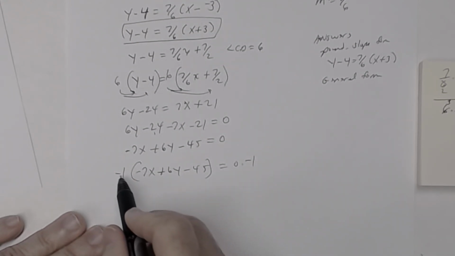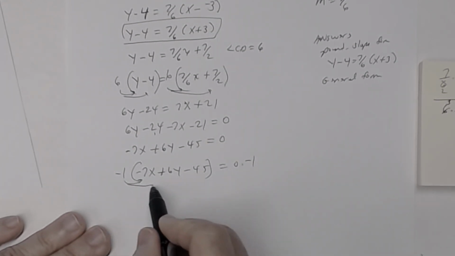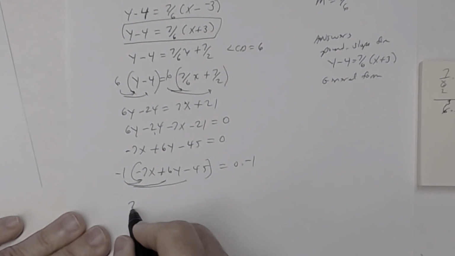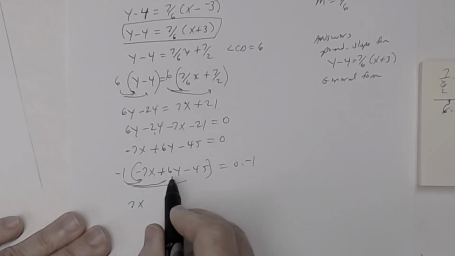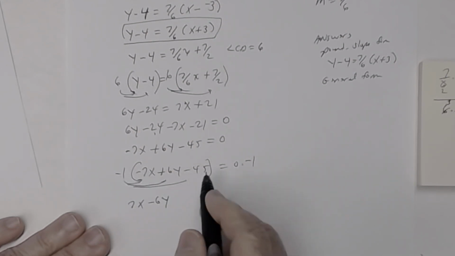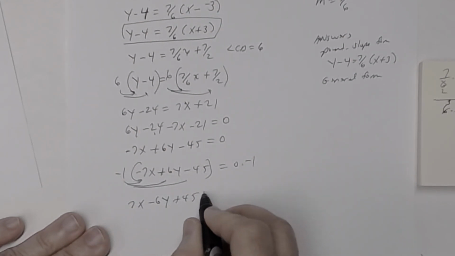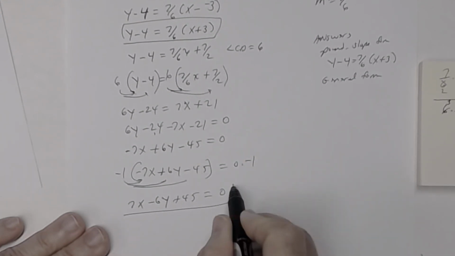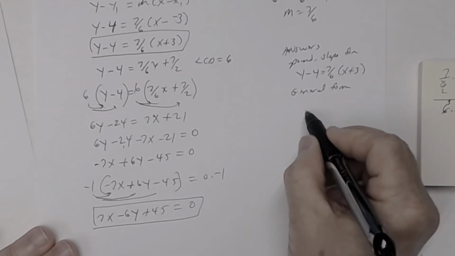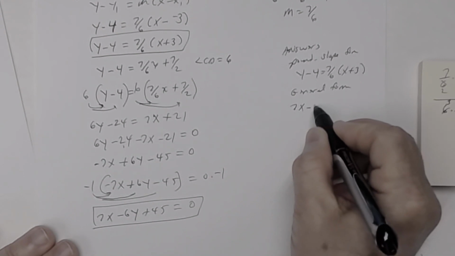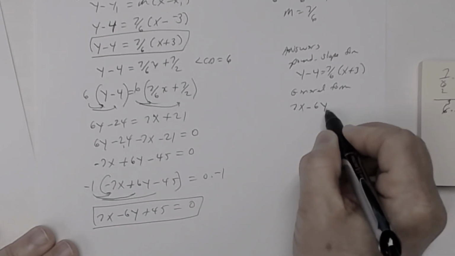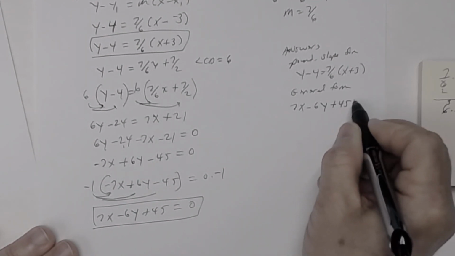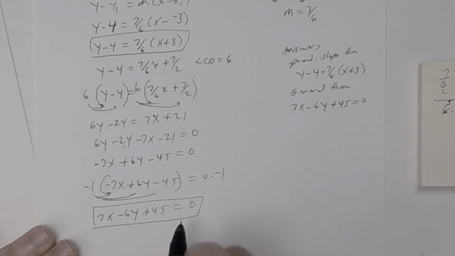Now, when I distribute, negative 1 times 7x is a positive 7x. Negative 1 times 6y is a negative 6y. Negative 1 times negative 45 is a positive 45. And then 0 times negative 1 is still 0. And that's it. That is the equation of the line in general form: 7x minus 6y plus 45 equals 0. All right, that's number 7.